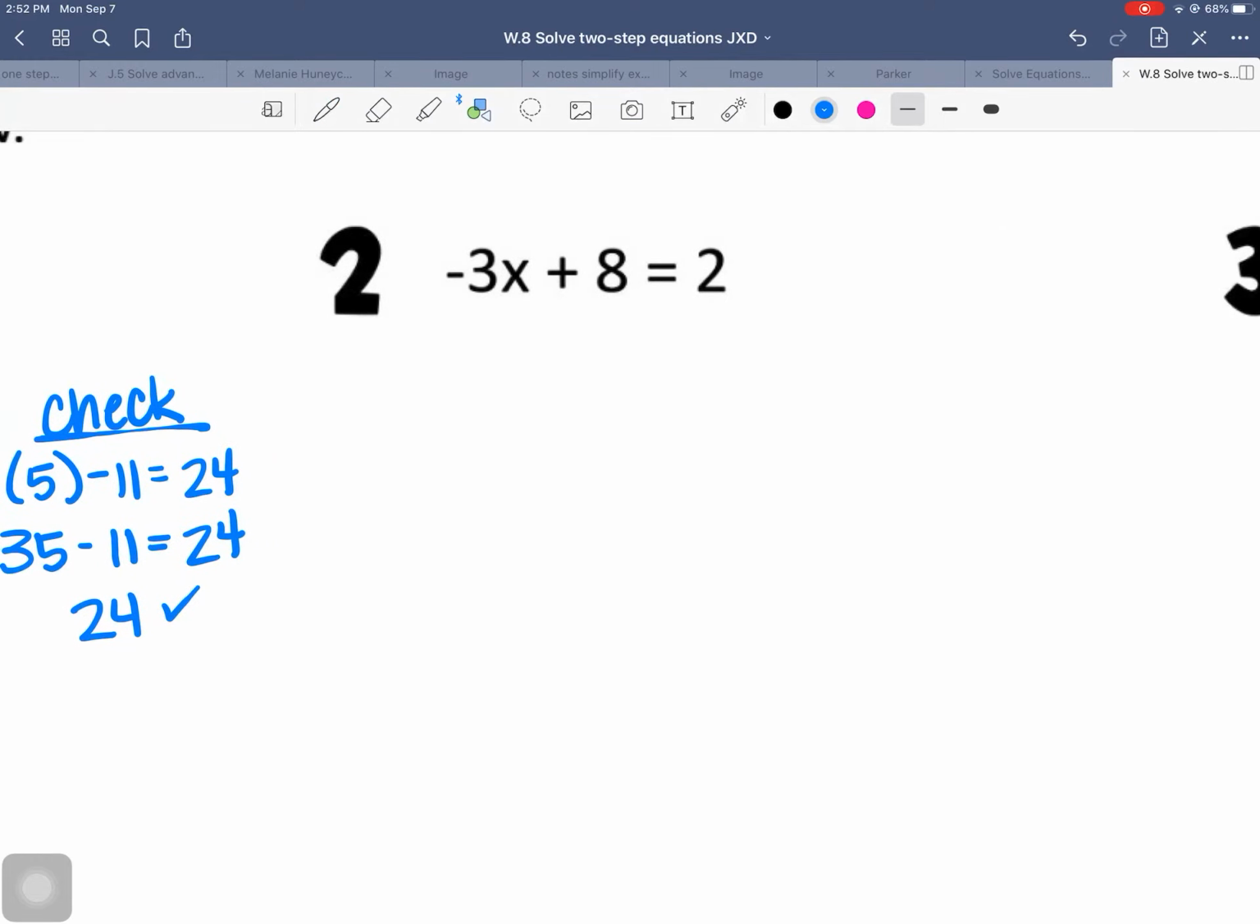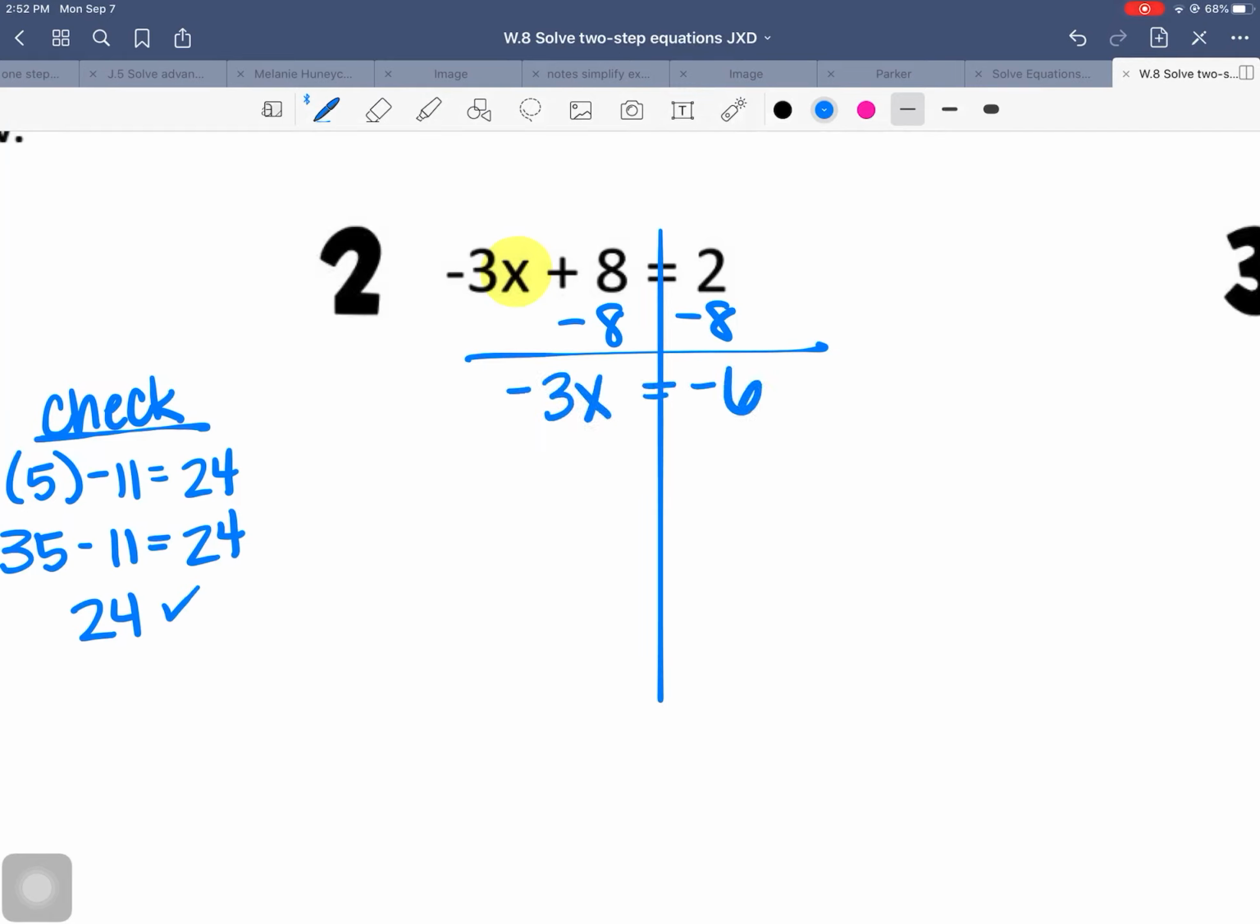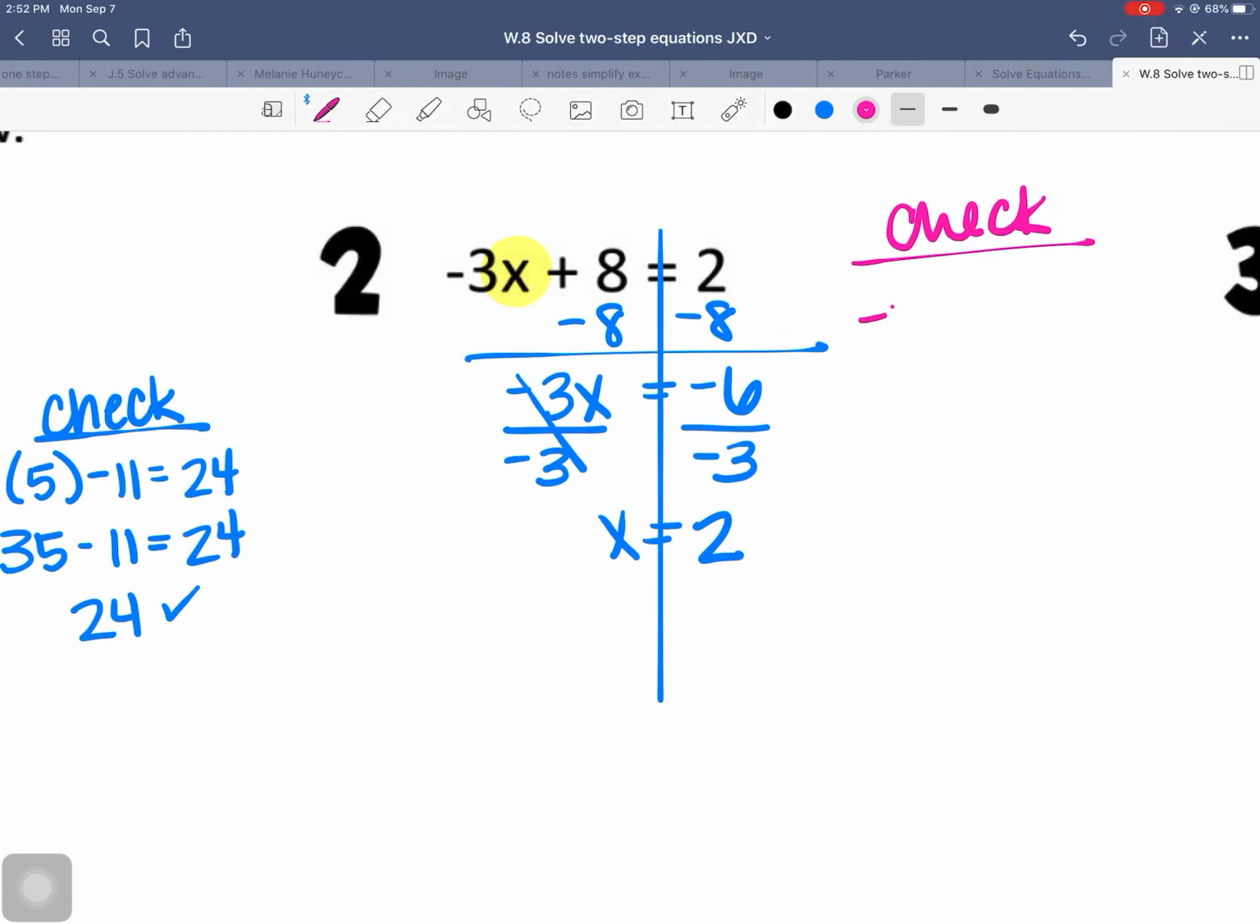Number 2. Now, what I want by itself is this x. So the first thing I'm going to do is subtract 8. I'm left with negative 3x is equal to negative 6. Divide by negative 3. X equals positive 2. Check my work. Negative 3 times 2 plus 8 should equal 2. Negative 6 plus 8 does equal 2, so I'm good.